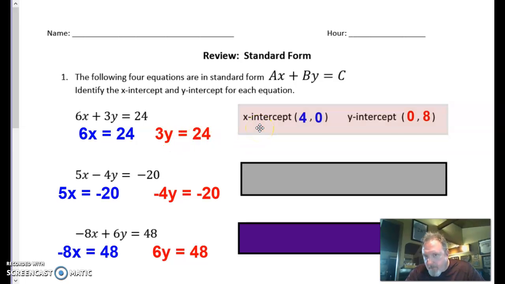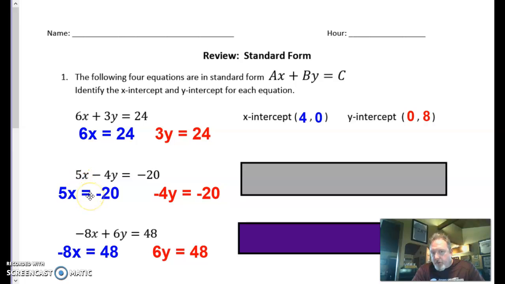So my intercepts are (4, 0) and (0, 8). So notice for the x-intercept, y is 0, and for the y-intercept, x is 0. But we just divide these two terms here, and that's how we get our intercepts. For the second one, we'll do it the same way. You don't have to write this step down, but I think it does help to make it a little easier when you see the progression.